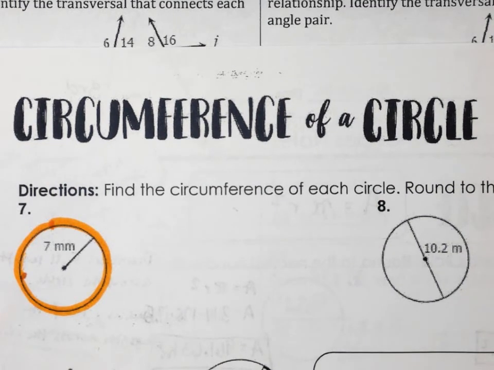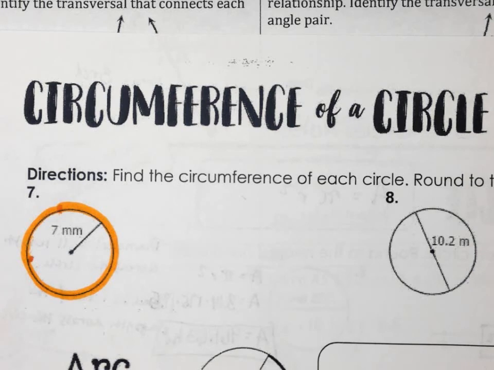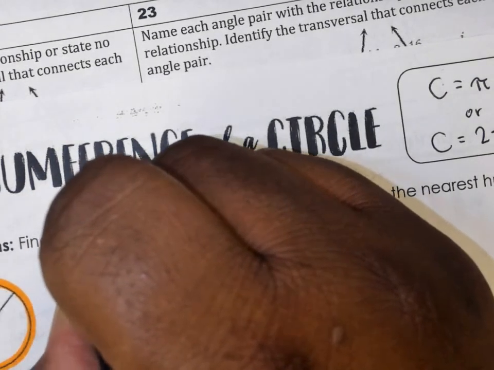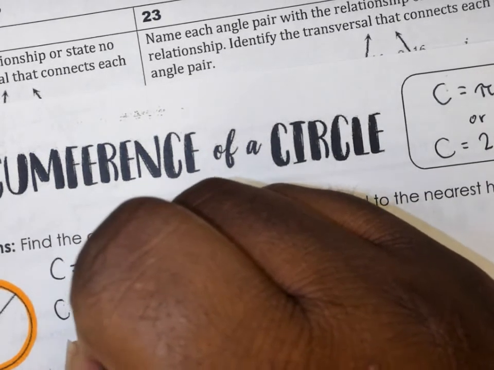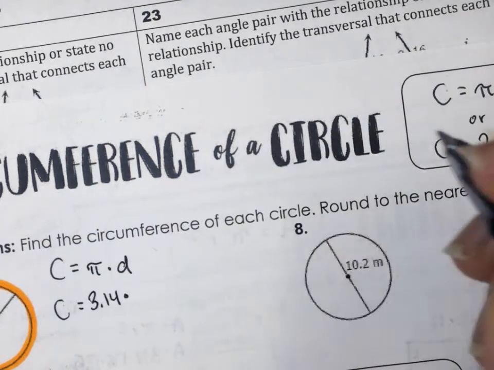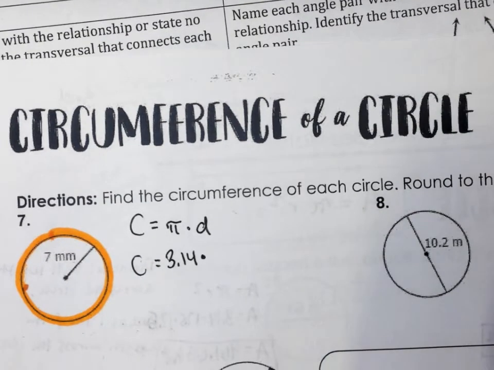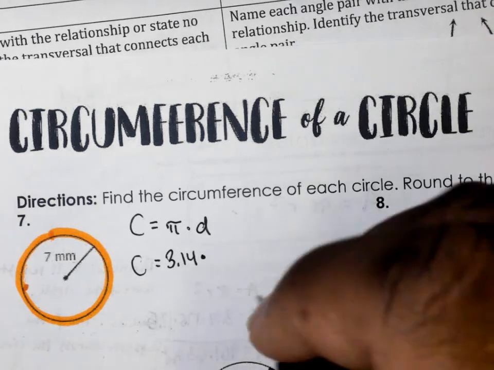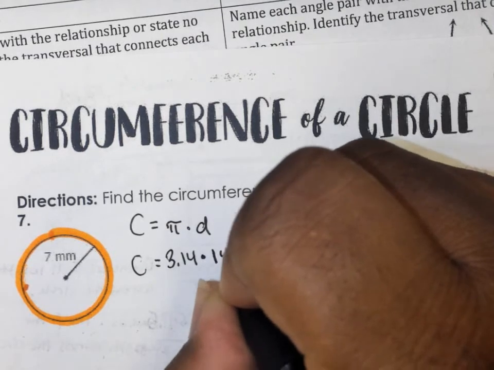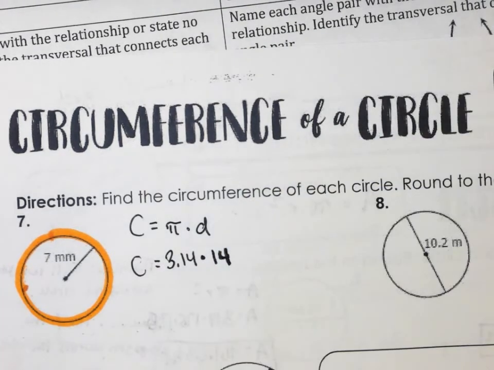So number 7, we want to find the circumference of the circle. To find circumference, the formula is C equals pi times diameter. So C equals 3.14 times Reese. What am I multiplying by? 7. Thank you, Jamal. 14. I'm sure half of y'all know. The other half don't know. Y'all better figure it out. Y'all should know why we're using 14 and not 7.